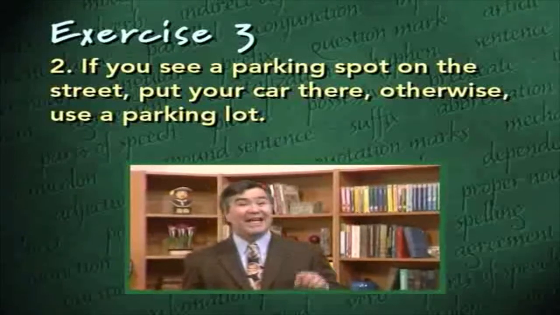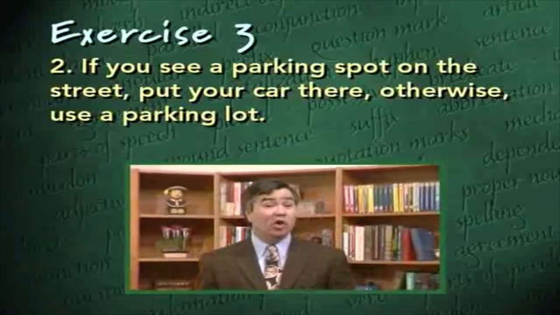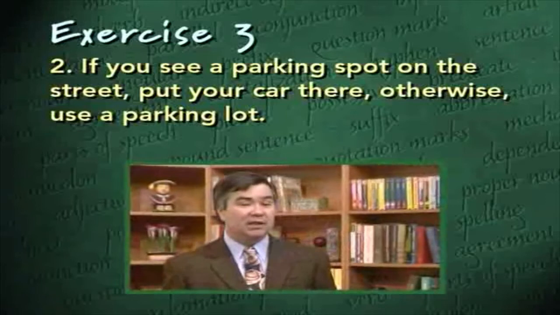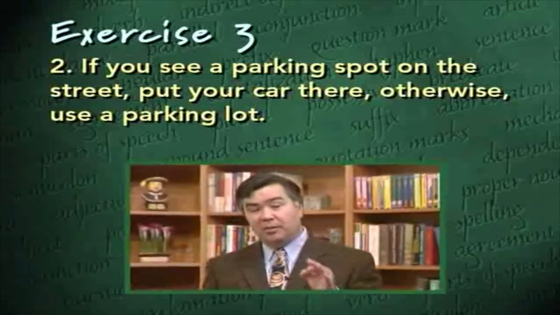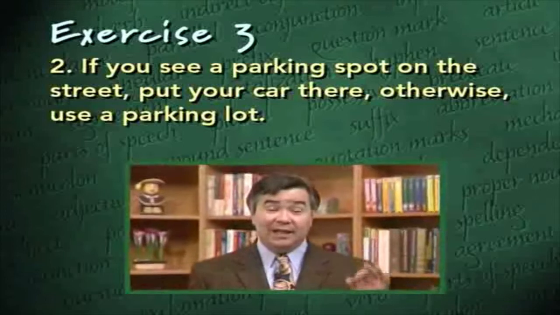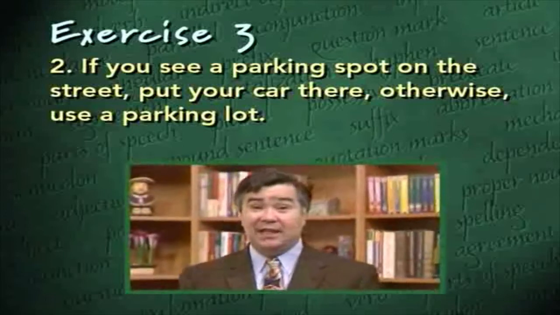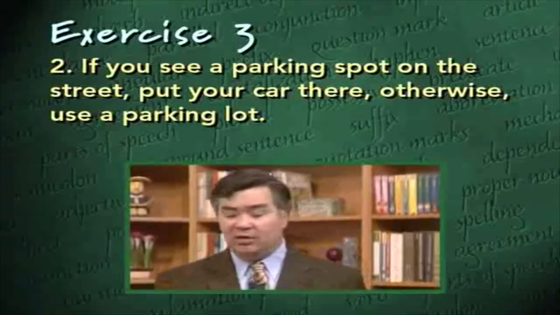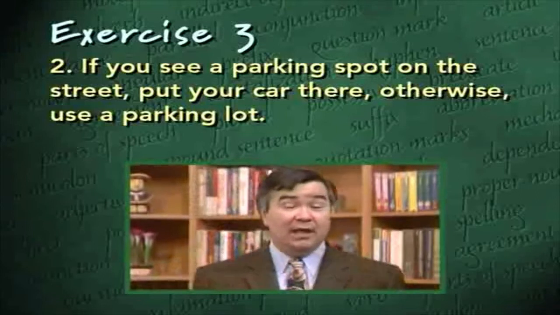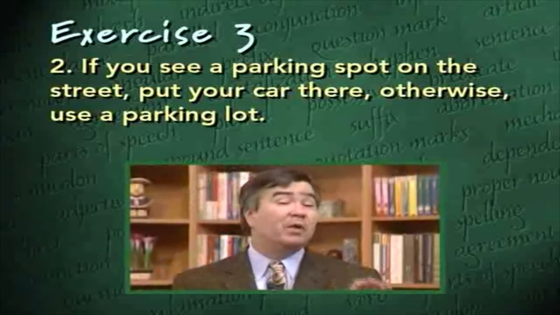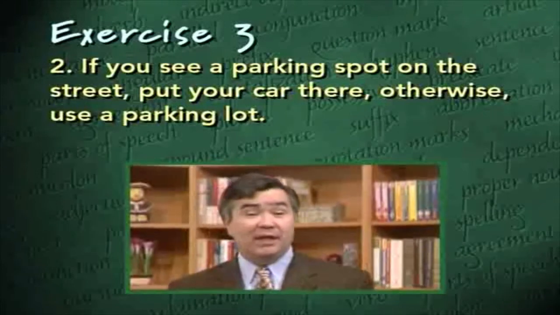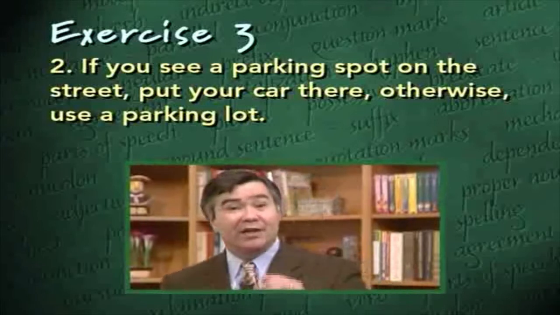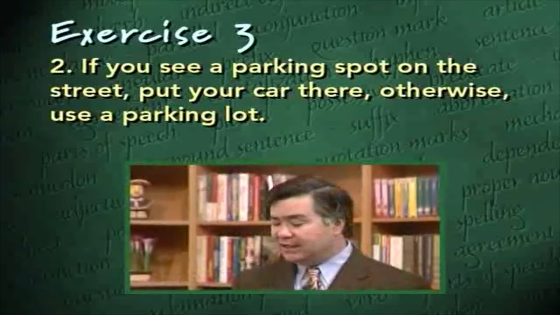The sentence begins with a dependent clause, or a subordinate clause, a clause that cannot stand alone as a sentence. If you see a parking spot on the street has the subject you, the verb see, and it begins with the subordinating conjunction if, which means that it can't stand alone as a sentence. What follows then is an independent clause, one that could stand alone as a sentence. Put your car there. Here the verb is put, the unspoken subject is you. It's telling you to do something, and it could stand alone as a sentence. Put your car there. And what follows is yet another independent clause, which could also stand alone as a sentence.